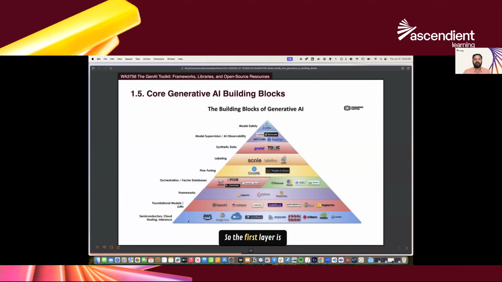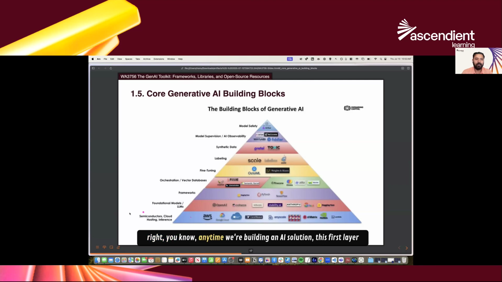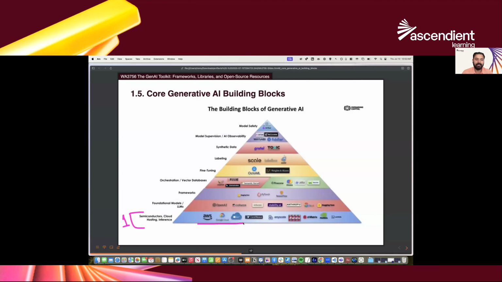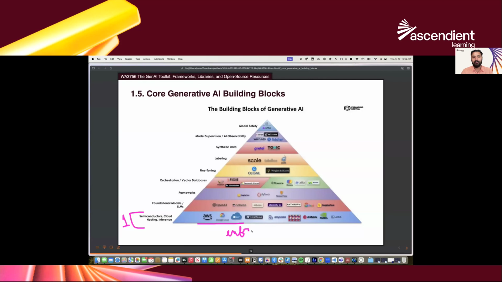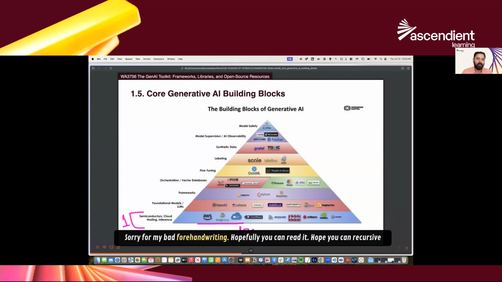So the first layer, right? Anytime we're building an AI solution, this first layer is really pivotal. We're going to talk about this as infrastructure. I'm going to put the semiconductor, cloud hosting, inference, all of that, and call it infrastructure. Sorry for my poor handwriting. Hope you can read it. Hope you can read cursive, first of all.